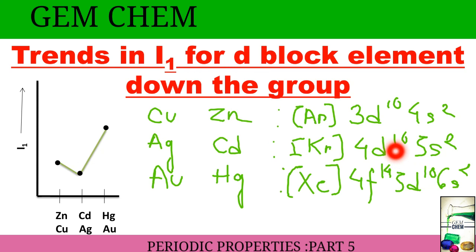From zinc to cadmium, the principal quantum number increases and thereby lowers the ionization energy. But for mercury, the ionization energy is much higher since the electron has to be removed from the relativistically contracted 6s orbital. So these were the trends in overall ionization enthalpy. So hope this was helpful.